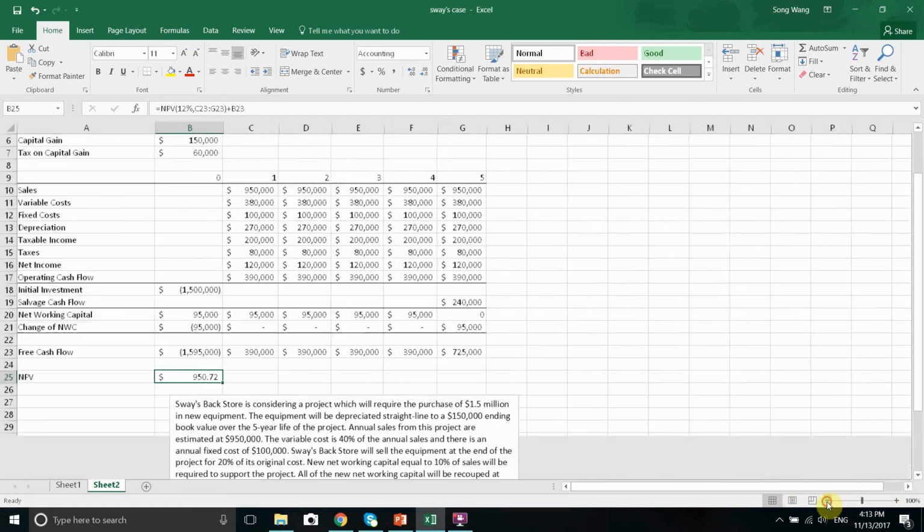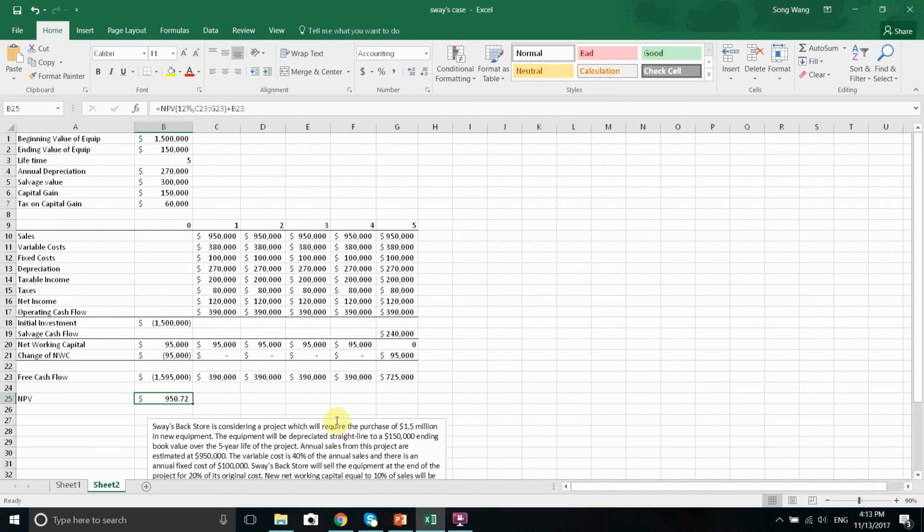All right, so basically this is our case. Later on in your group project, in the Excel projects, you have to do a case that is much more complicated than this. This is just a startup for practice.